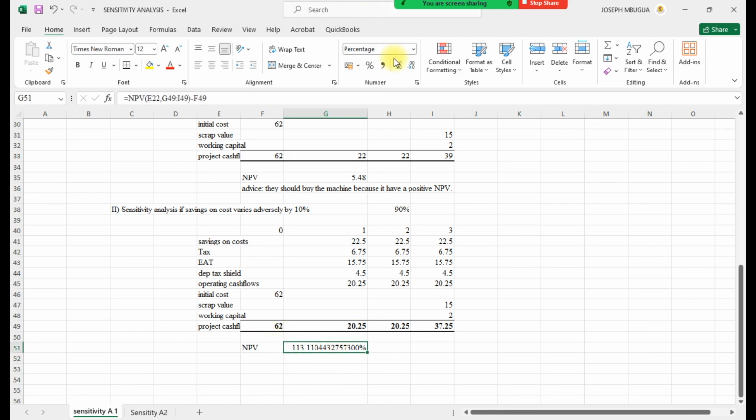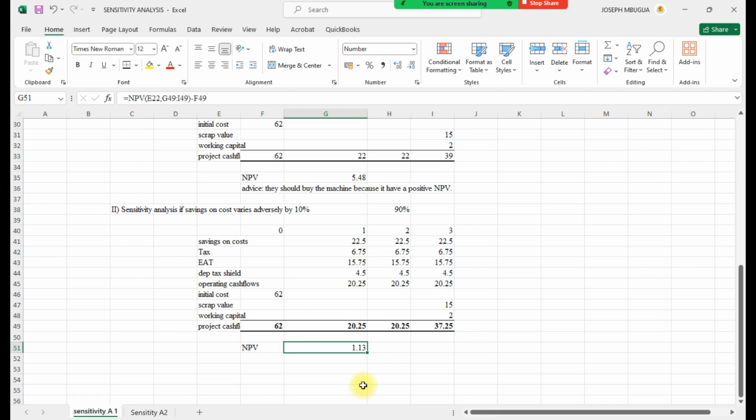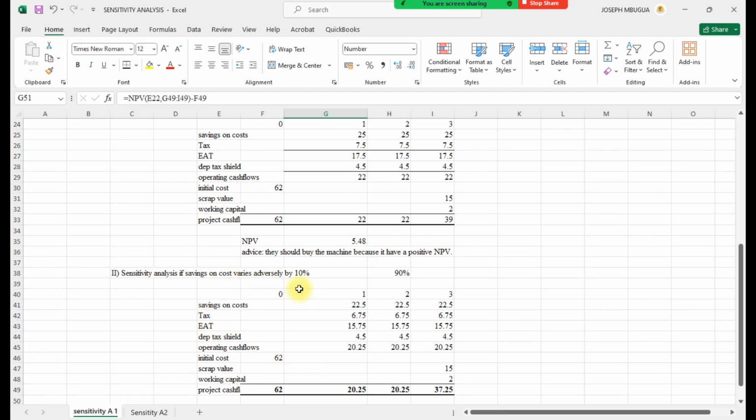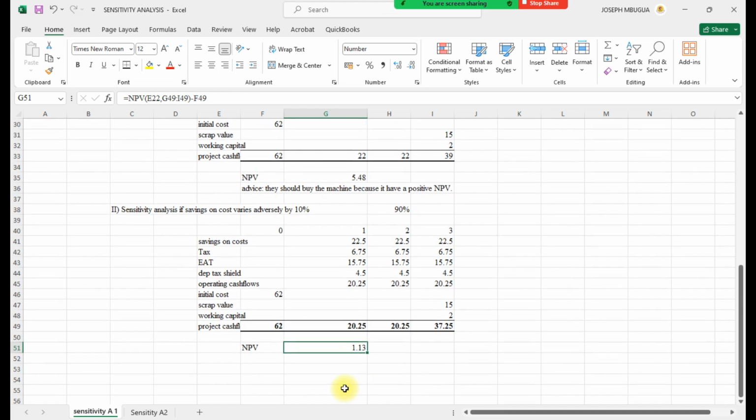I convert this into number, and you will find that our NPV is 1.13. If we vary our savings by 10%, our NPV will become now 1.13. Yes, still the project will be favorable, or it will still be done because it has a positive NPV.